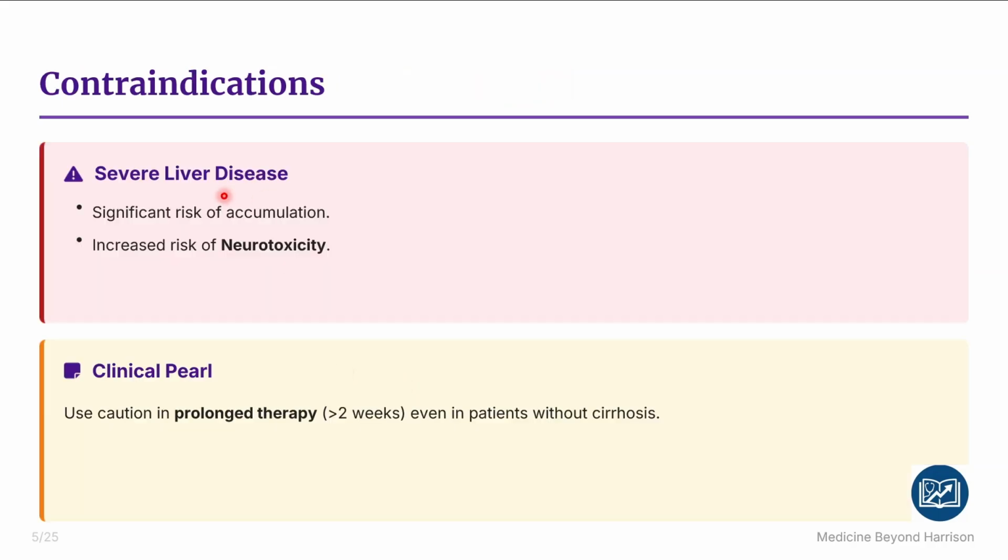Contraindications: there is severe liver disease. When there is severe liver disease, there is significant risk of accumulation and increased risk of neurotoxicity, hence it is not given in severe liver disease. It can be used with caution in prolonged therapy for more than 2 weeks, even in patients without cirrhosis. So use caution in prolonged therapy. Don't use it for more than 2 weeks.